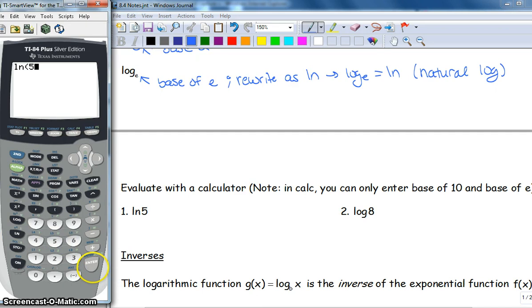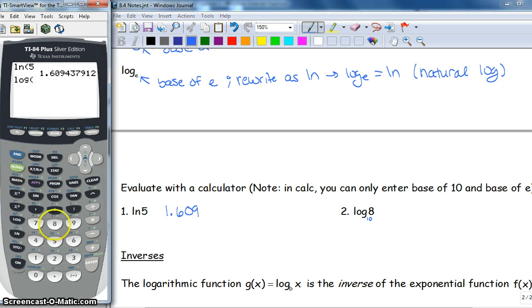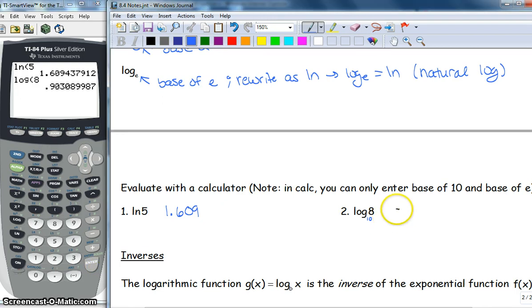I just enter 5, and we get about 1.609. If I want log of 10, remember we assume that's a base of 10, which is what our calculator gives us. Again, we look at second, follow it all the way back down, and we have our log of 8, hit enter, and we get that to be about 0.903.